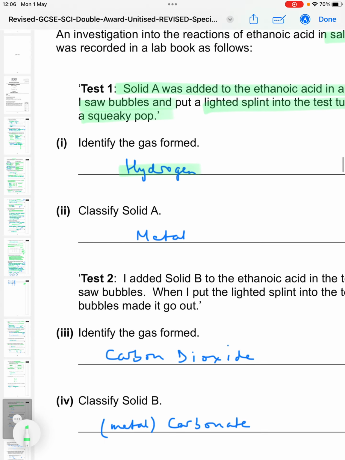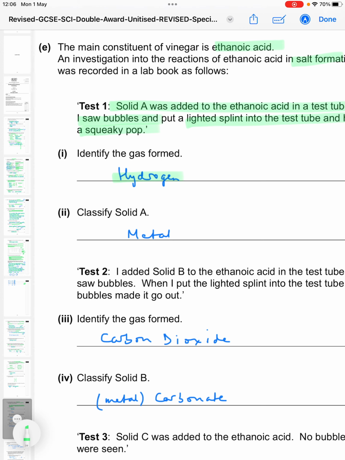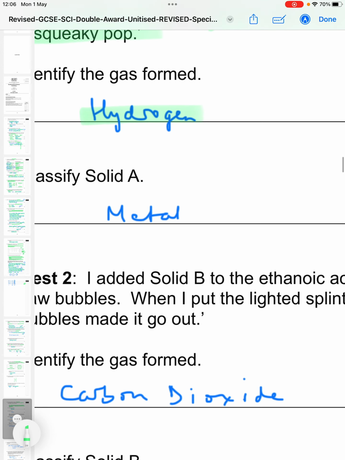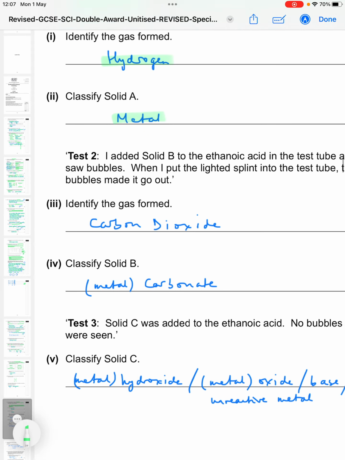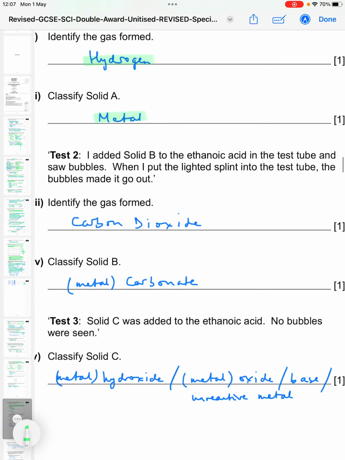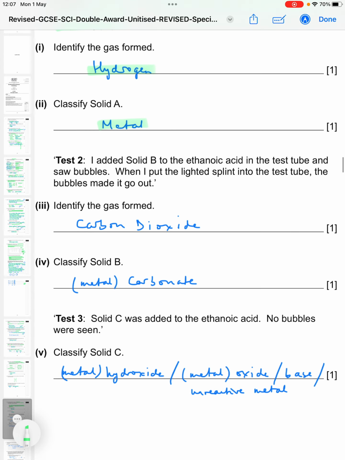Identify the gas formed. Well, it's a gift, isn't it? It's hydrogen. Squeaky pop, always hydrogen. And then classify solid A. Well, something which is added to an acid and produces hydrogen as the product must be a metal. Remember, an acid plus metal gives you salt plus hydrogen.